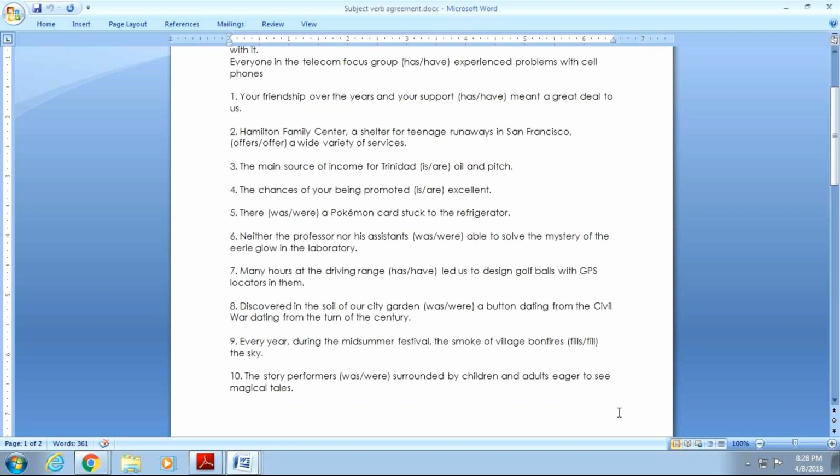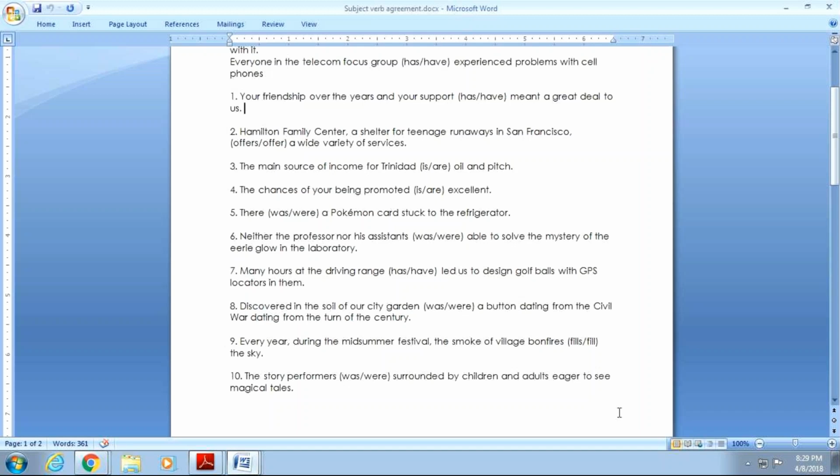Okay. And ninth sentence: every year during the Midsummer Festival, the smoke of village bonfires fill the sky. What is the verb here and what is the subject? Subject is village bonfires. No, it's smoke. It's not bonfires, it's the smoke of village bonfires. Smoke is the subject. Okay. And what's supposed to be the verb then? Fill.